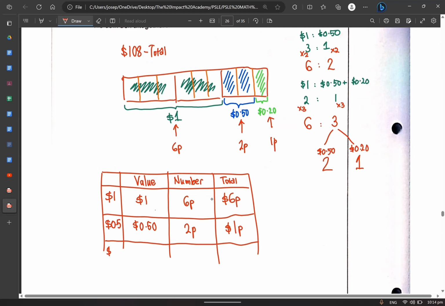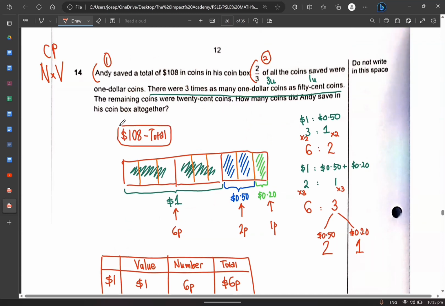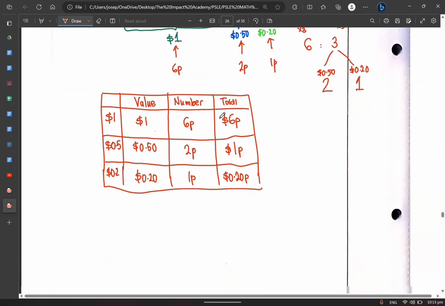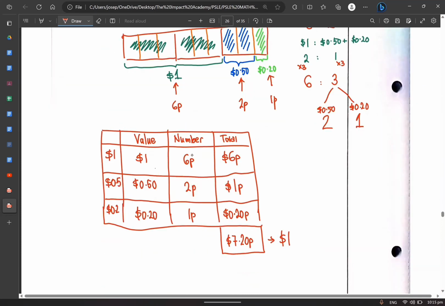And finally, we have 20 cents. For 20 cents itself, it is also different. The value is 20 cents, and the number will be 1 part. So over here you get 20 cents part. Now, do you remember just now I wrote that the total is $108? So where did this $108 come from? It actually came from here. So when you add all of this up together, you simply do 6 plus 1 plus 20 cents, you get $7.20 parts. And this actually equals $108. So we write this down.